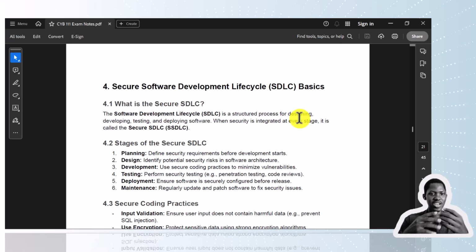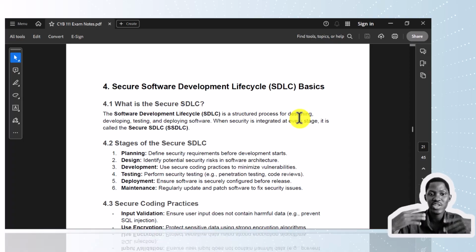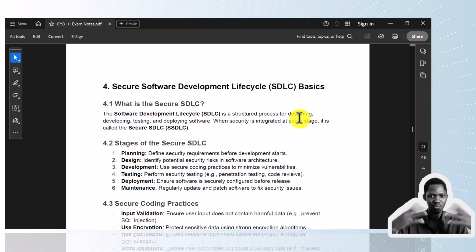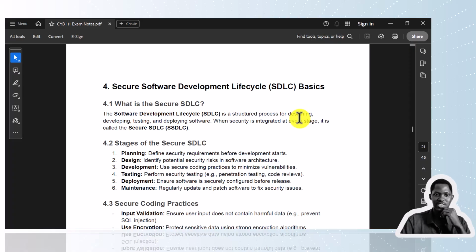Then maintenance. Maintenance is where, after your software has been built and deployed, it's on the Apple Store, on iOS, or in the organization that needs it, you now need to maintain it by regularly updating and patching the software to fix security issues. That's the security part. You also release new features and fix bugs. So the security aspect integrated at this phase is to regularly update and patch the software to fix security issues.